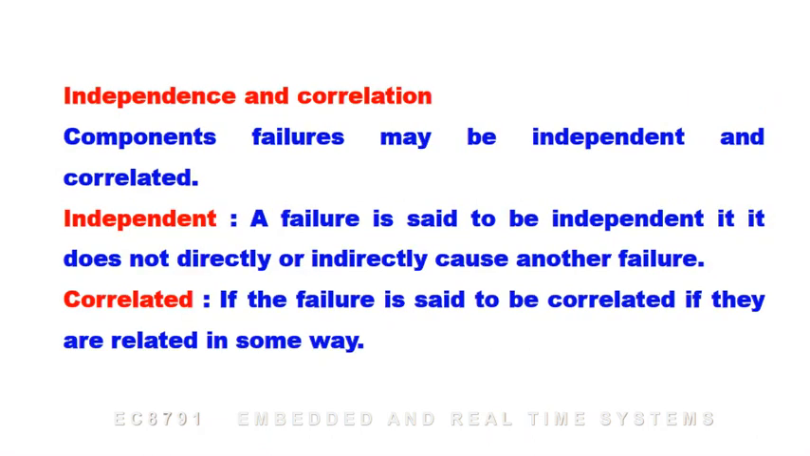Independent and correlated. Component failures too may be independent and correlated. Independent. A failure is said to be independent if it does not directly or indirectly cause another failure. Correlated. Failures are said to be correlated if they are related in some way.